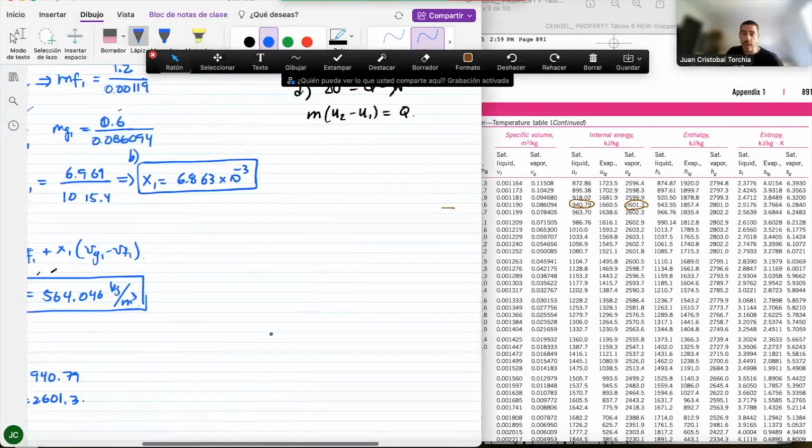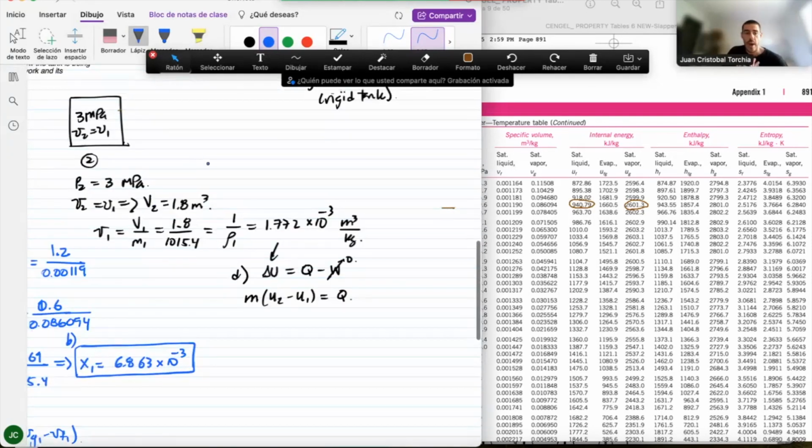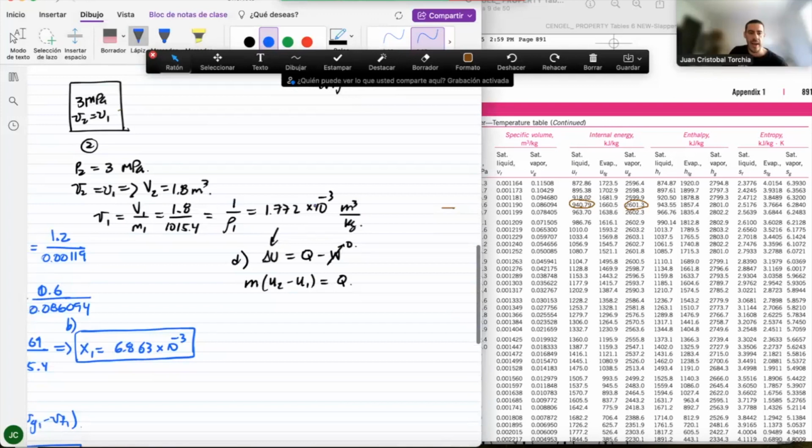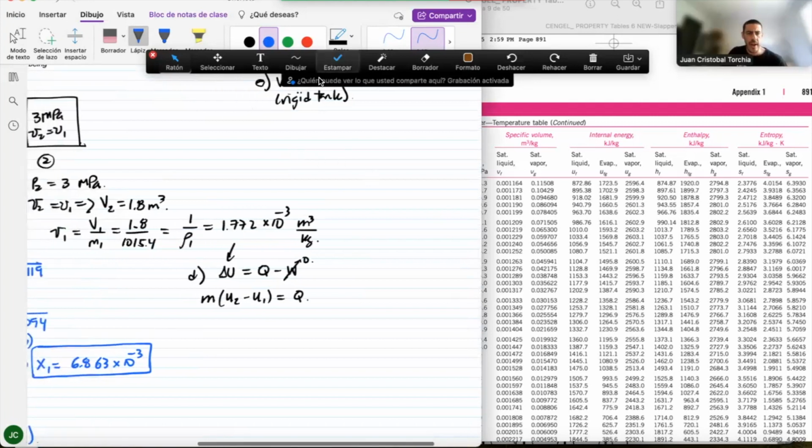Now let's go to state 2. And at 2, I still don't know where I am. I still don't know if this is a mixture or not. I went back to calculate u1, but I haven't done anything at 2. So let's find out what we have at 2. I'm going to do it with another color. Let me erase this stuff and see if I can change color.